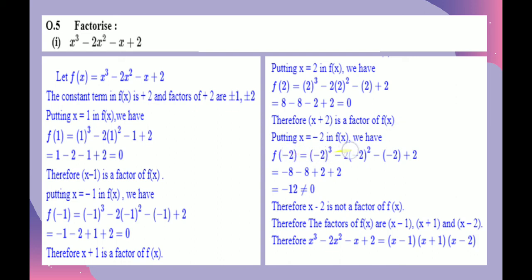Putting x equals minus 2 in f(x), we have f(-2) = (-2)^3 - 2(-2)^2 - (-2) + 2. (-2)^3 is equal to minus 8, then minus 2 multiplied by (-2)^2 is equal to minus 8, then minus minus is plus, so it is plus 2 and then again plus 2. On solving this we will get minus 12, which is not equal to 0. Therefore, x plus 2 is not a factor of f(x). Therefore, the factors of f(x) are x minus 1, x plus 1 and x minus 2.